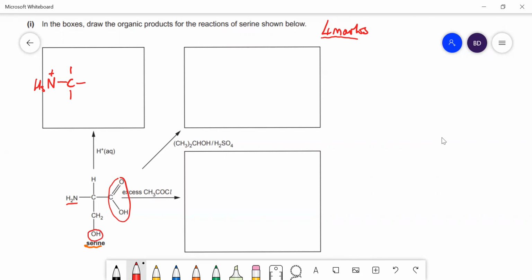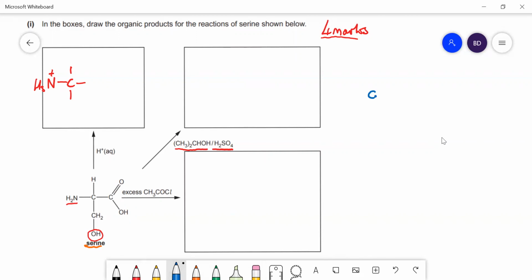Right, now this one here is how it reacts with sulfuric acid catalyst, and this is actually propan-2-ol, an alcohol. Right, you've got a carboxylic acid group there, and with an acid catalyst and an alcohol, you're going to form an ester. So let's draw the ester there. I'll draw it outside the box. There's a bit more room.